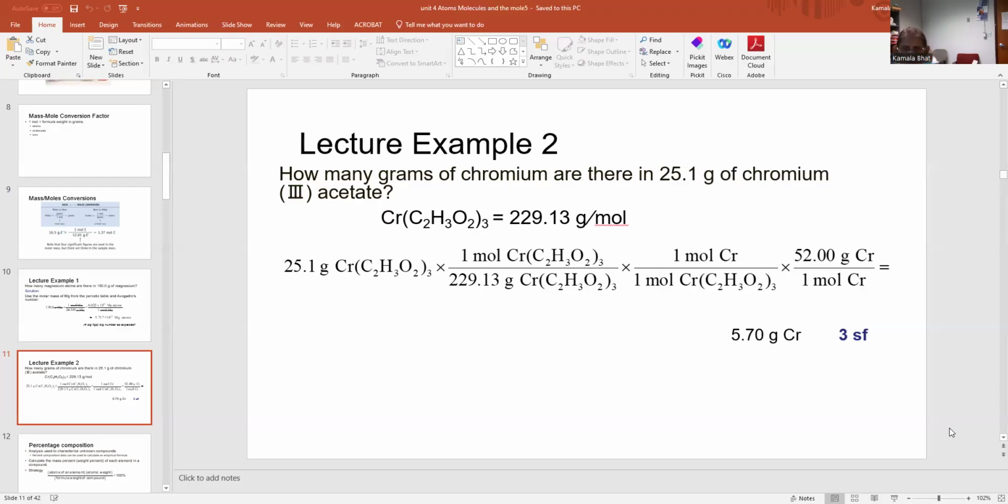Once you get the moles of chromium acetate, you know that in the formula there is 1 chromium. So you multiply by 1 mole of chromium and divide it by 1 mole of chromium acetate. And the mass of 1 mole of chromium is 52 grams per mole. And then you calculate and solve the number.